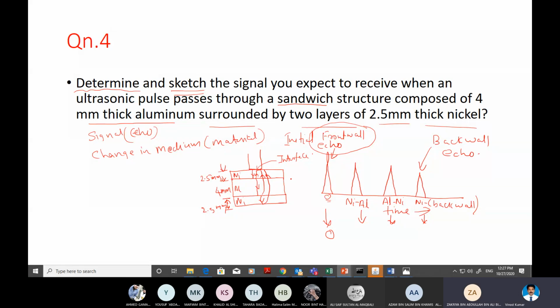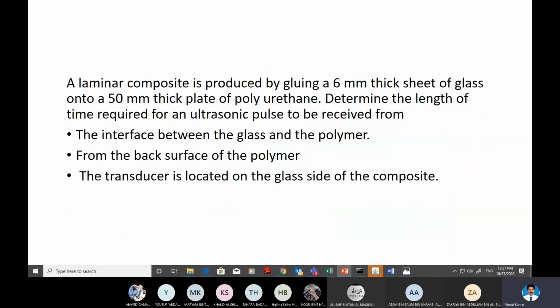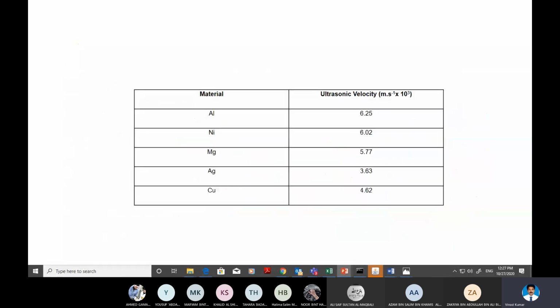Now, how do we calculate it? How can we calculate this using the velocities? We have the velocities given in the question. How much is that velocity? Let us write them and mark them. What we have here is aluminium given and nickel given.